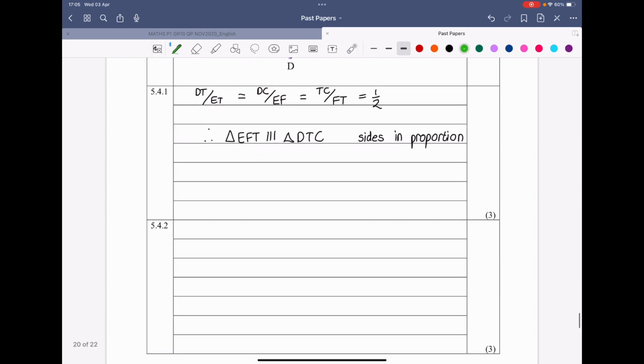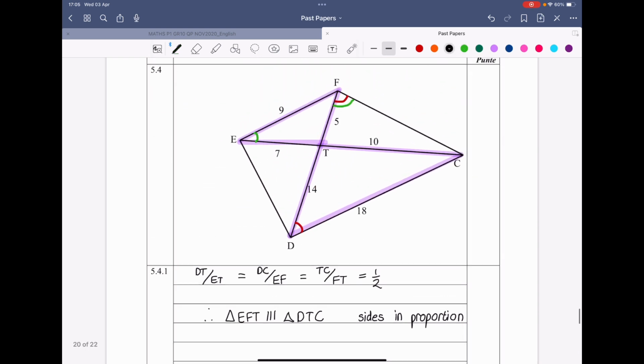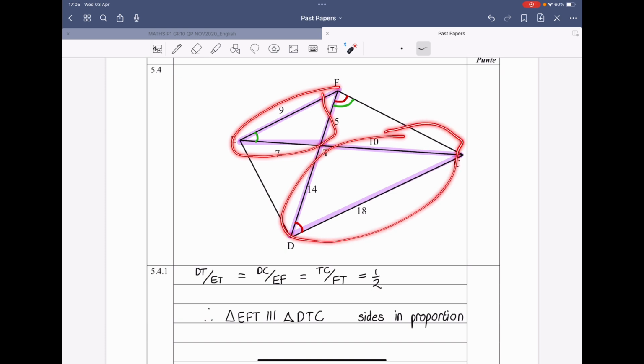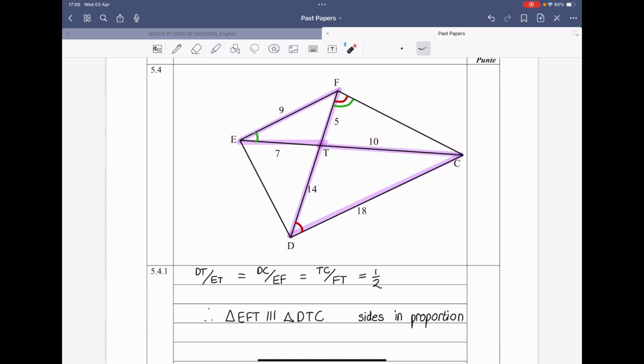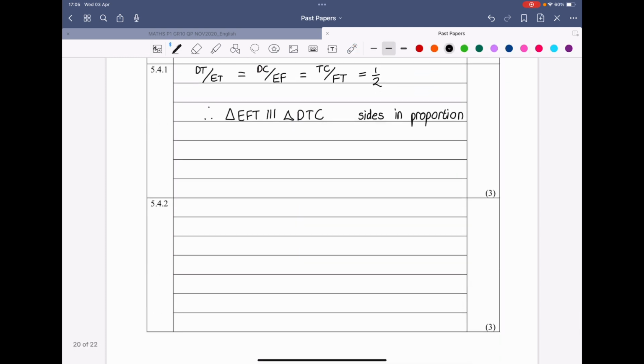Okay, so from the congruency of the triangles, the similarity of the triangles, if these are similar, then we can say that FEC equals TDC, and that's from similar triangles.